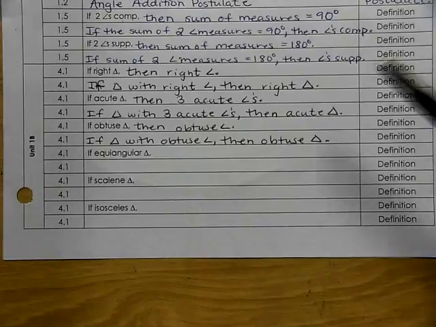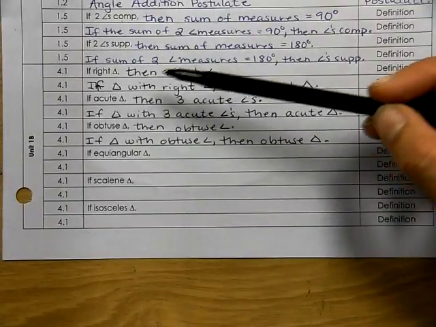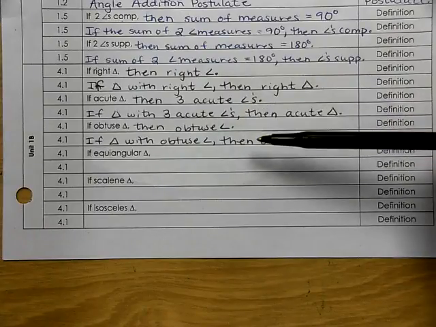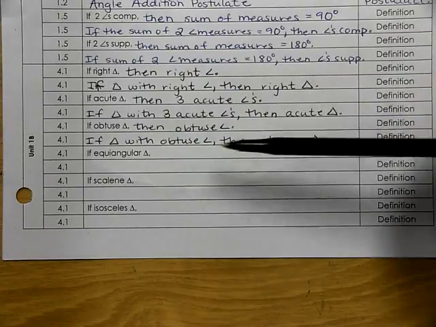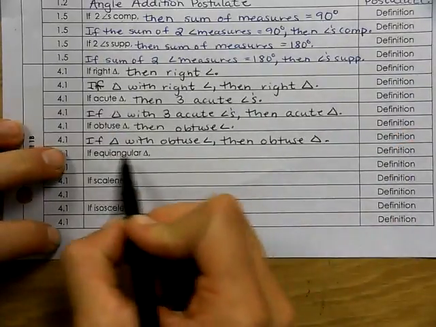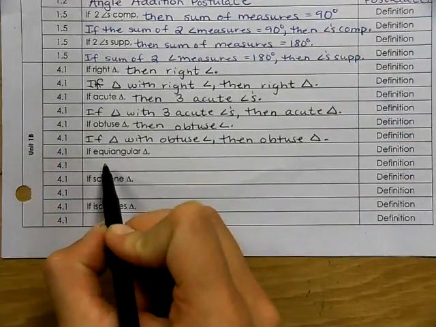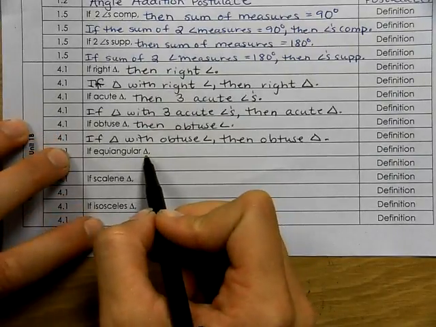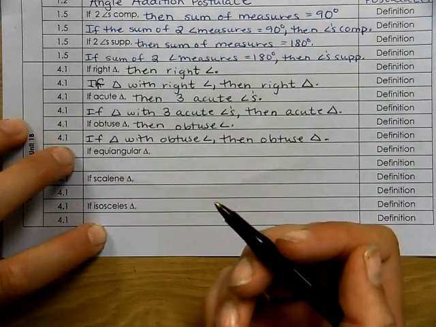So we're talking about angle measures here. Right angle, it's a right triangle. 3 acute angles, it's an acute triangle. 1 obtuse angle is an obtuse triangle. And then we have an equiangular triangle. So equiangular, equi would mean equal, angular, angle. So equal angles pretty much gives us the definition.